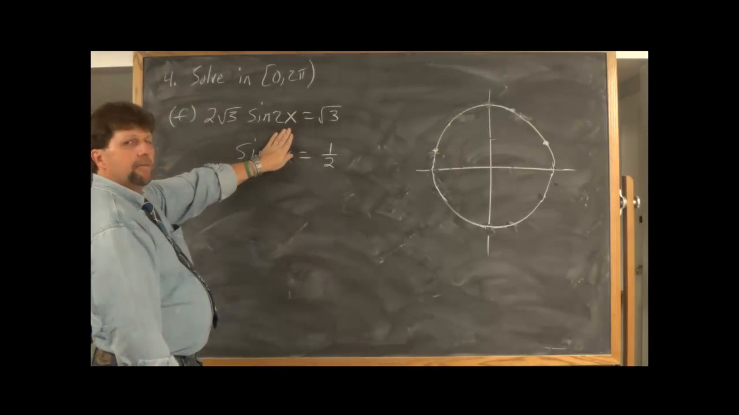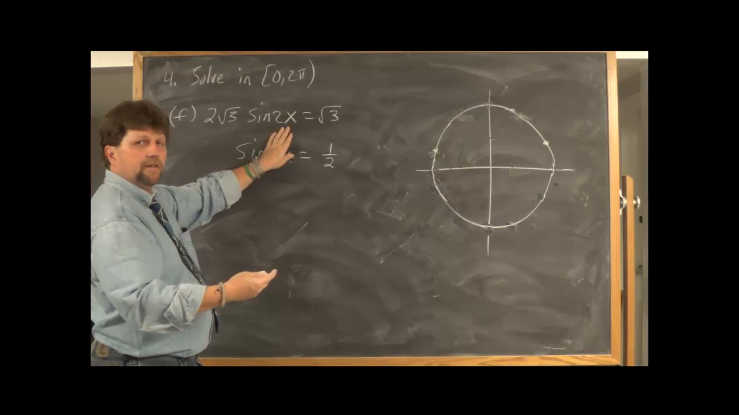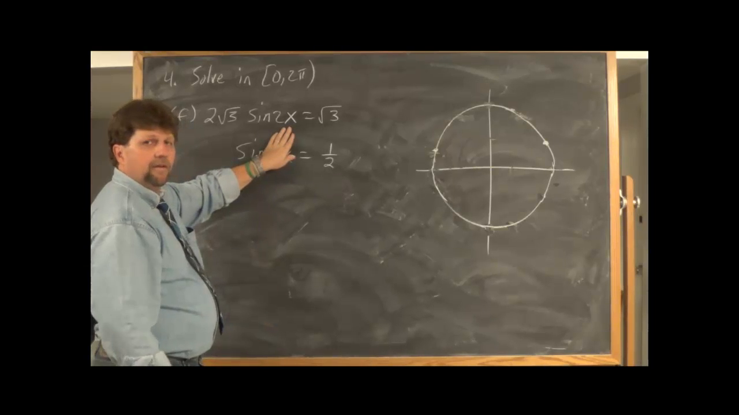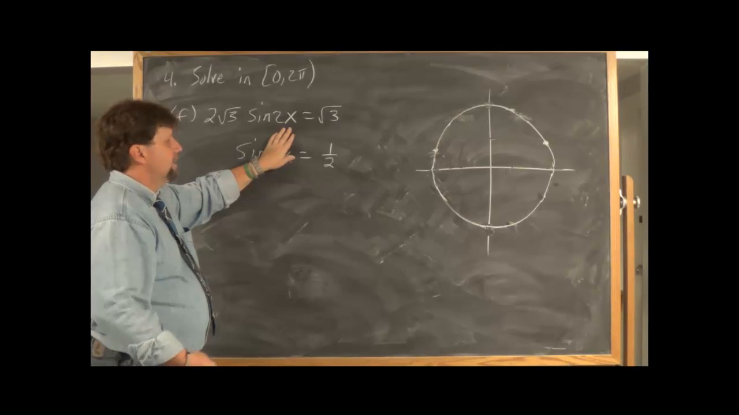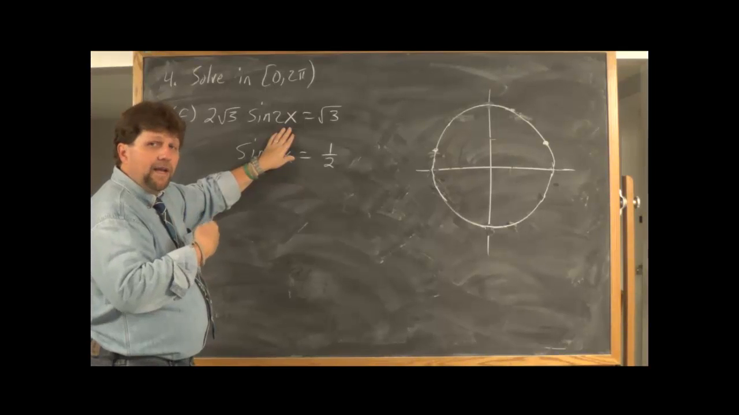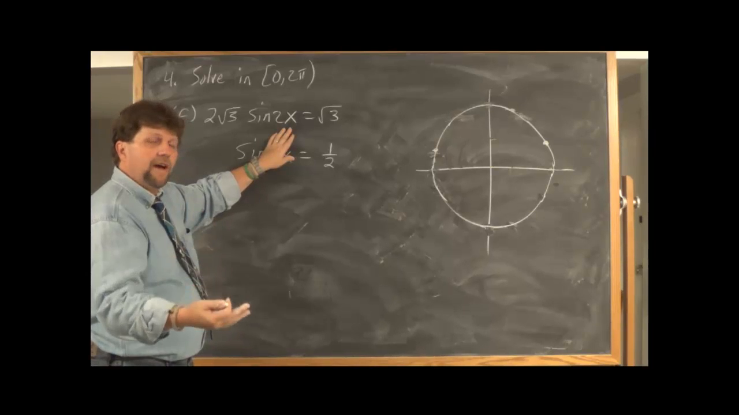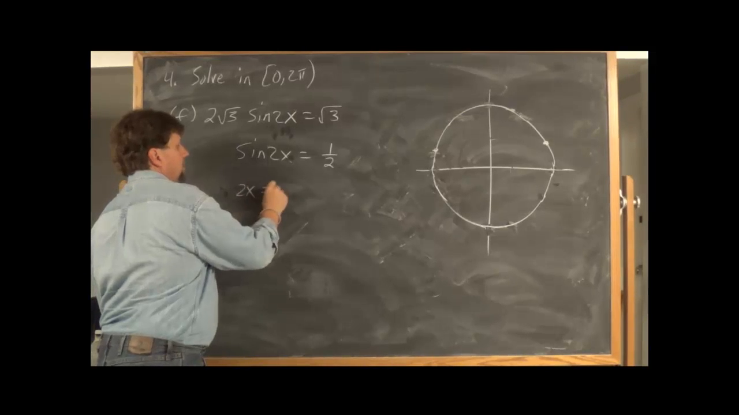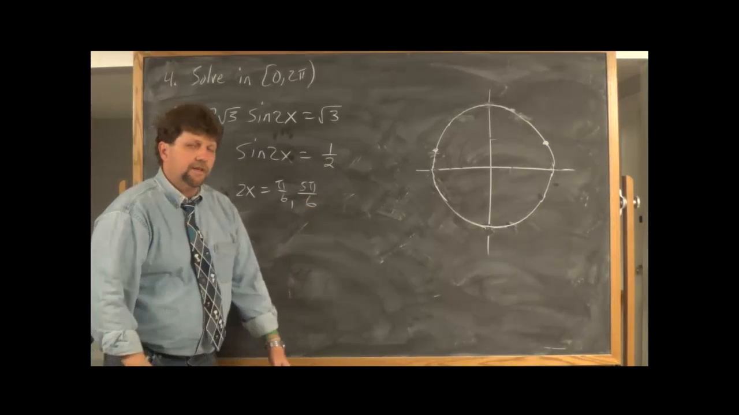So let me cover it up again. What must appear behind my hand is pi over 6 or 5 pi over 6. That's what must appear in order to have a true equation. Sine of pi over 6 is 1/2. Sine of 5 pi over 6 is 1/2. So that means what is under my hand, what I'm hiding, must equal pi over 6 or 5 pi over 6. 2x must equal pi over 6 or 5 pi over 6.